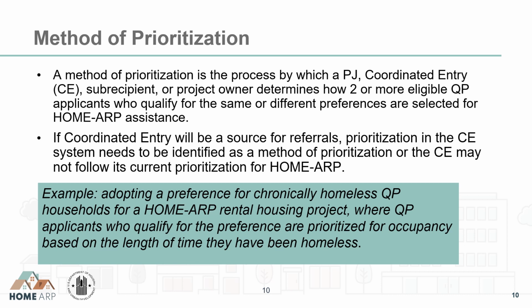If coordinated entry will be a source for referrals, prioritization in the CE system needs to be identified as a method of prioritization. An example of a method of prioritization is adopting a preference for the chronically homeless QP households for a HOME-ARP rental housing project, where QP applicants who qualify for the preference are prioritized for occupancy based on the length of time they have been homeless.